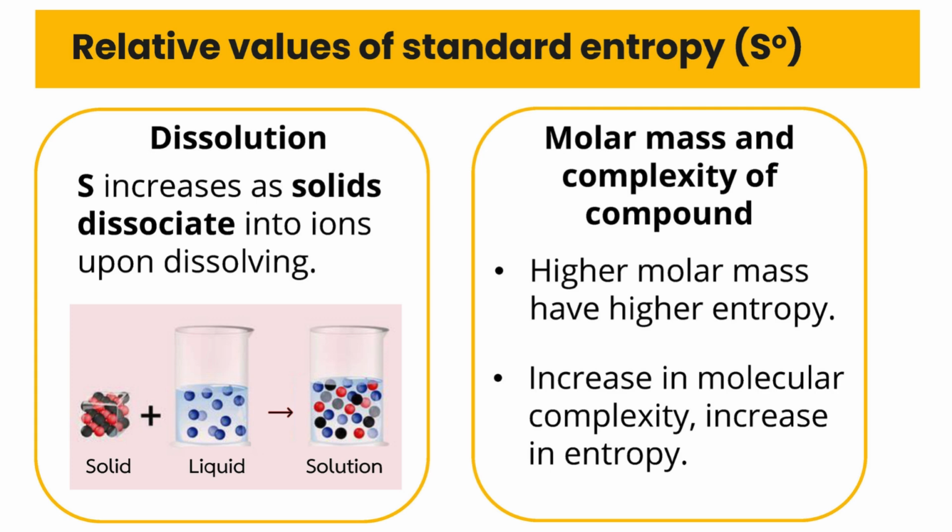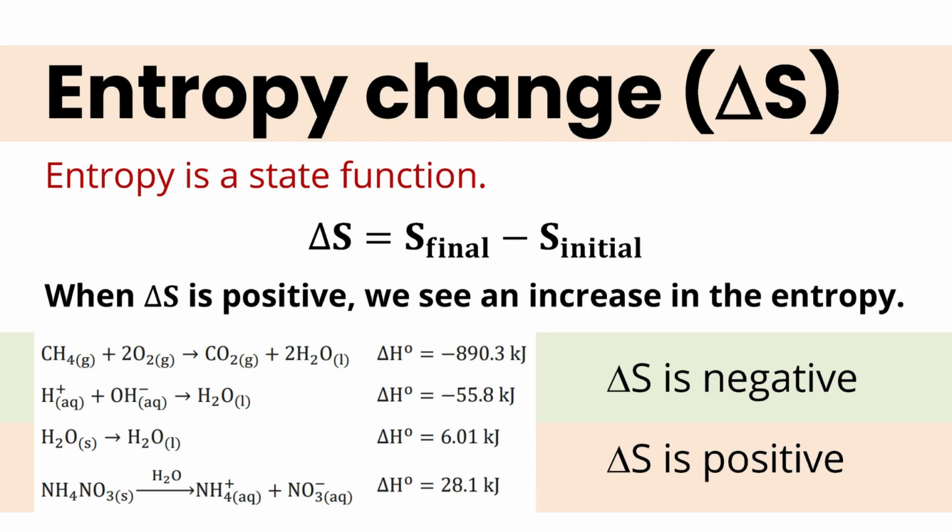Higher molar mass often correlates with higher entropy, too. Got it. So delta S, the change in entropy, is like delta H. It's a state function, just final minus initial. Exactly. Delta S equals S final minus S initial. So if delta S is positive, disorder increased. If delta S is negative, the system became more ordered.